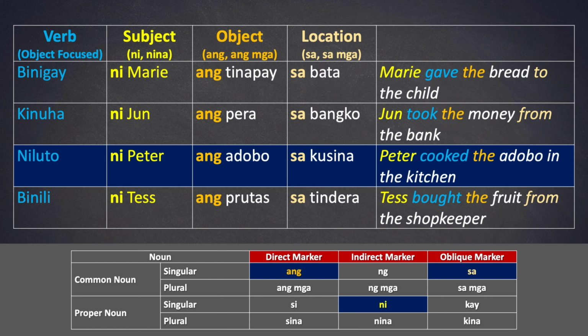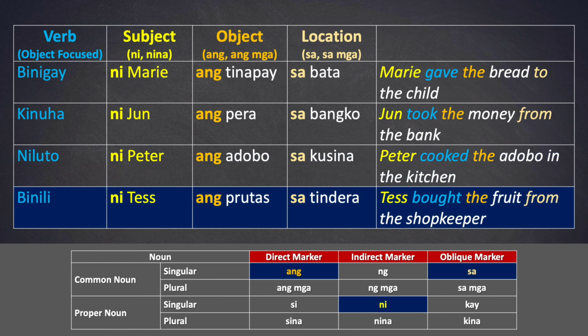Niluto ni Peter ang adobo sa kusina. Peter cooked the adobo in the kitchen. Binili ni Tess ang prutas sa tindera. Tess bought the fruit from the shopkeeper.